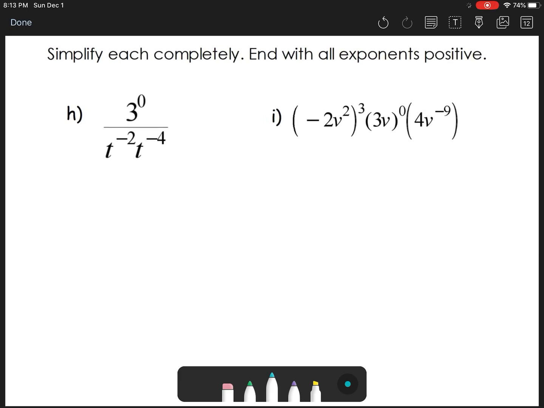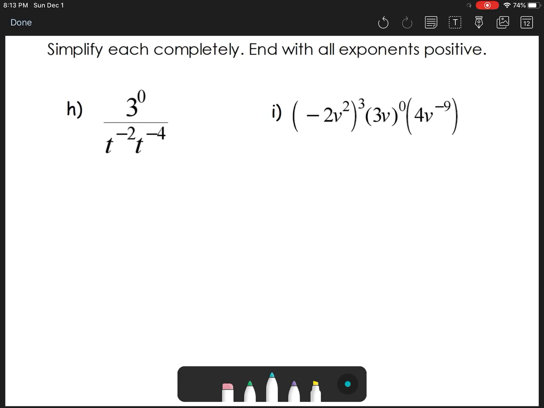Again, if you haven't yet, pause, see if you can figure some out for yourself. Letter H, 3 raised to the 0 power, that would just simplify to 1. So basically we have a 1 in our numerator. We have t to the negative second times t to the negative fourth. Well, we could add those together, so negative 2 plus a negative 4. So we'd have 1 over t to the negative sixth.